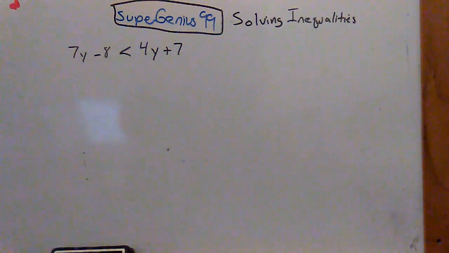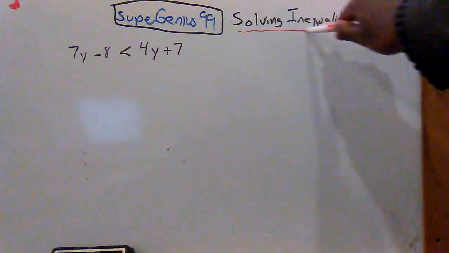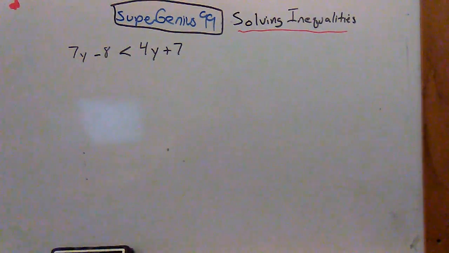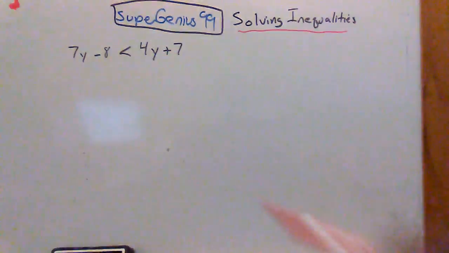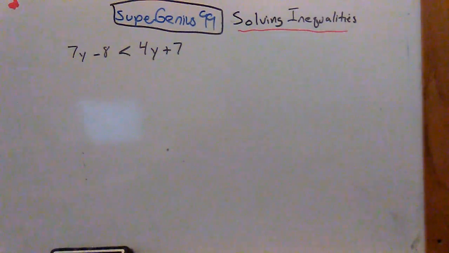And today we're going to be doing some more solving inequalities. Okay, in today's inequality, let's get right into it. 7y minus 8 is less than 4y plus 7. Okay, so when you solve an inequality, you solve it in the same way you would solve an equation, just a few different rules, but just kind of solve it like you'd solve an equation. So get all your variables on one side and then get everything else on the other side.